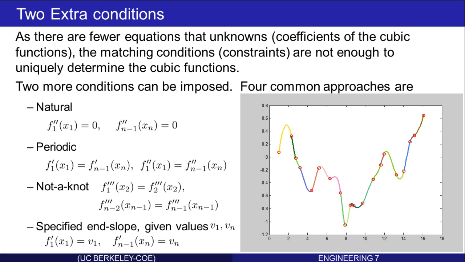And finally, a fourth way to specify 2 additional conditions is called the end-slope specification. We're given values v1 and vn, and we impose that the slope at the left endpoint be v1 and the slope at the right endpoint be vn. Those are 4 ways in which we can bring the number of equations up to the number of unknowns and in fact ensure that there's a unique solution to all of the conditions. This is called cubic spline interpolation.